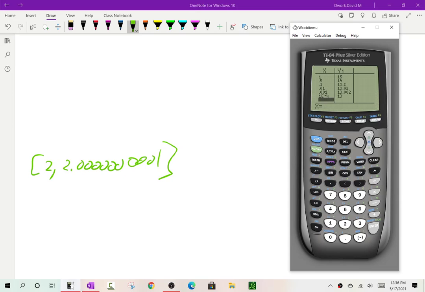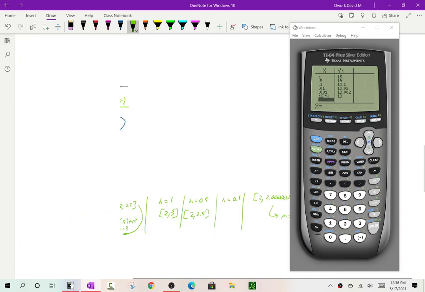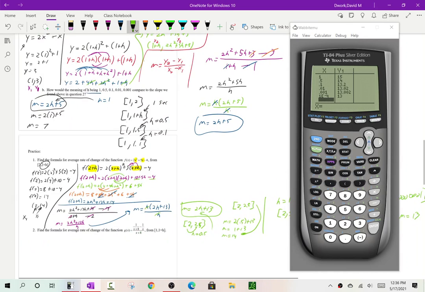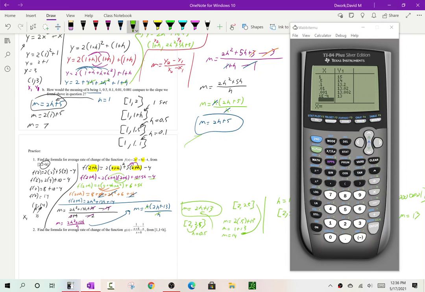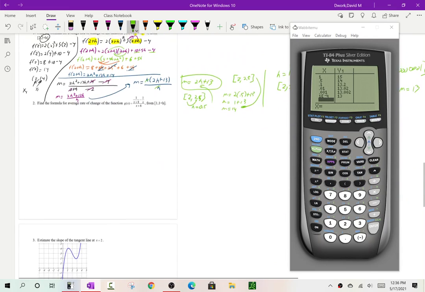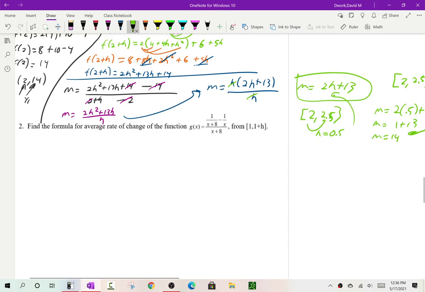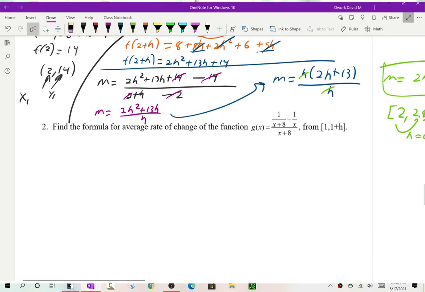So I'm pretty much convinced. I'm going to say that the slope of the instantaneous rate of change would be 13, right? So we could do that same thing back with this problem to help us, right? But I think at this point, hopefully we're getting it. So we've got one more problem here to do for practice.